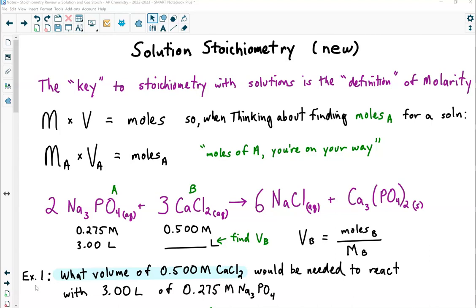And if you recall, at the very beginning of this review, we said one of our first goals is to find moles of A. Well, if you're given the molarity of solution A, for example, in this case below, sodium phosphate, you're given the molarity and the volume, you can actually calculate the moles of sodium phosphate pretty easily by multiplying the molarity of the solution times the volume of the solution. So let's solve a few solution stoichiometries using this idea of molarity times volume is moles.